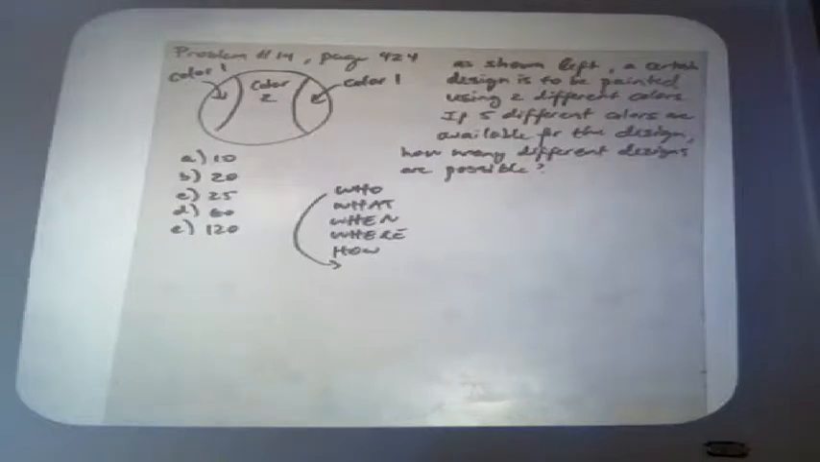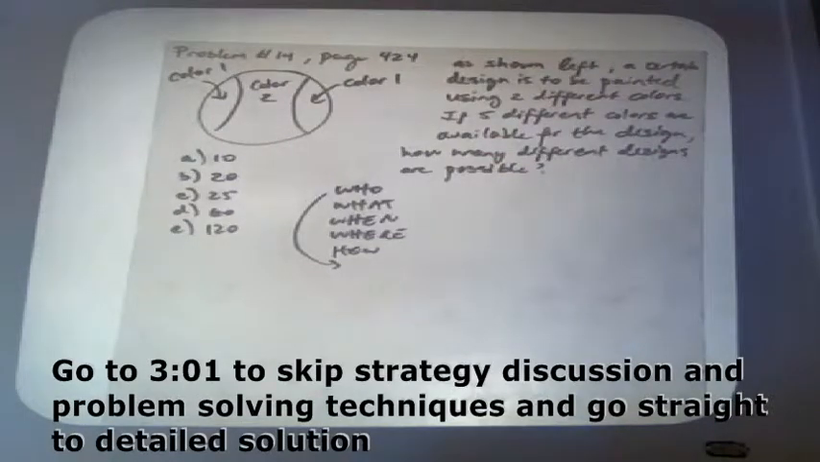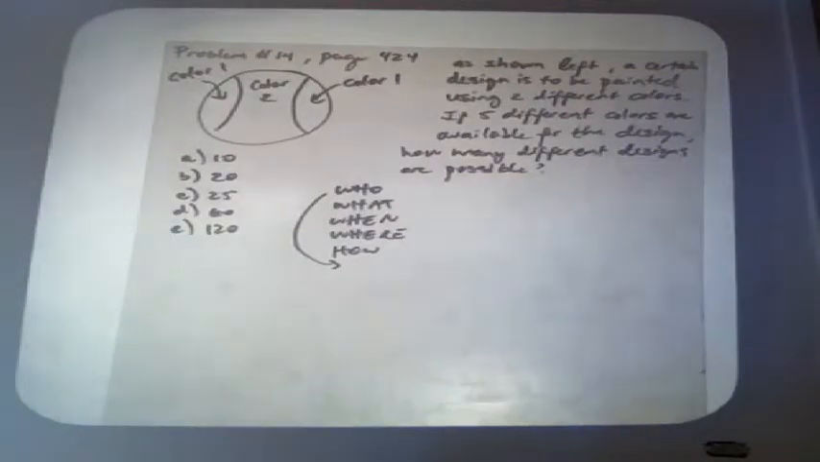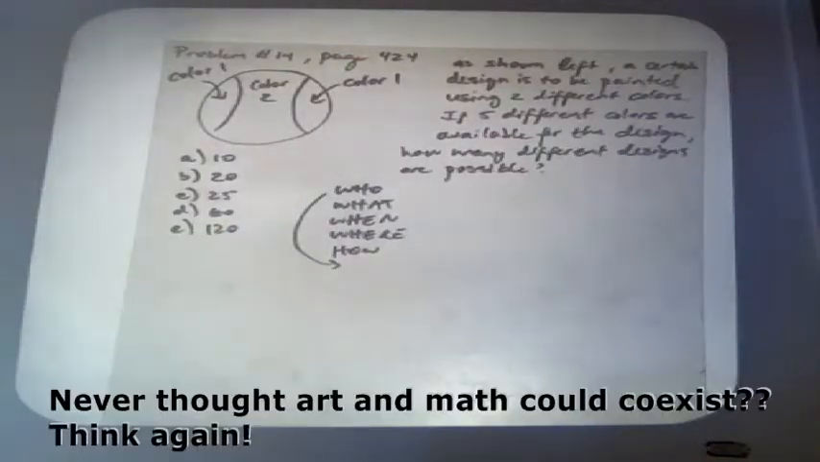Number 14 on page 424 reads, as shown left in my diagram — I shouldn't say diagram when I'm reading — a certain design is to be painted using 2 different colors. If 5 different colors are available for the design, how many differently painted designs are possible?